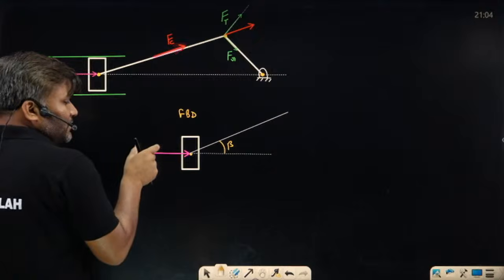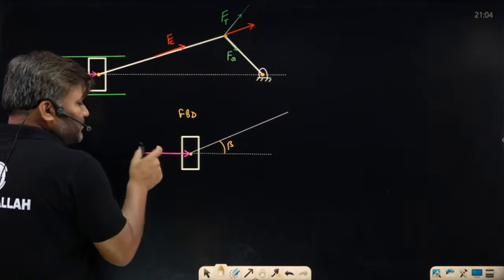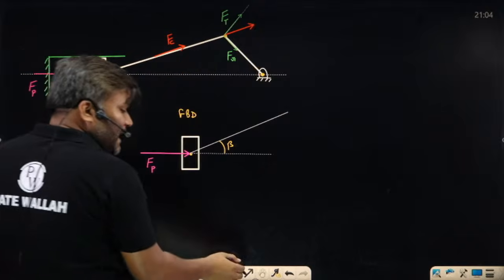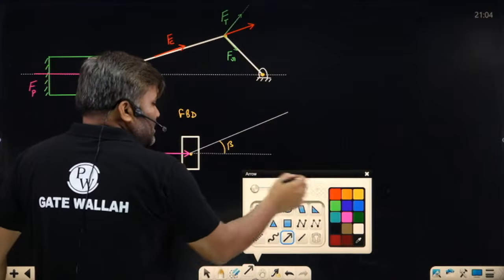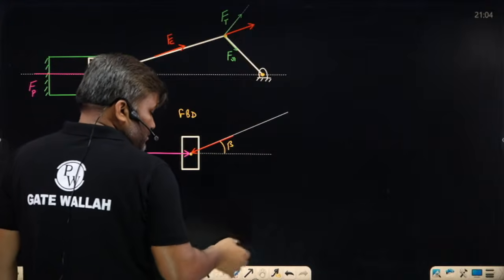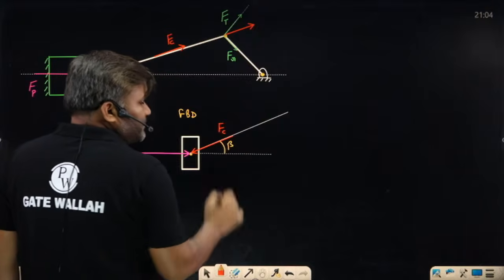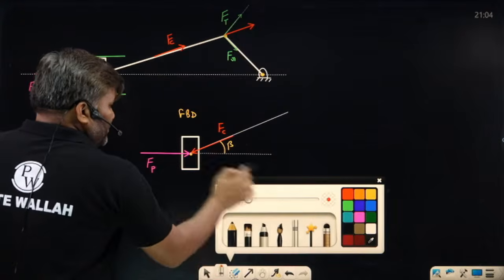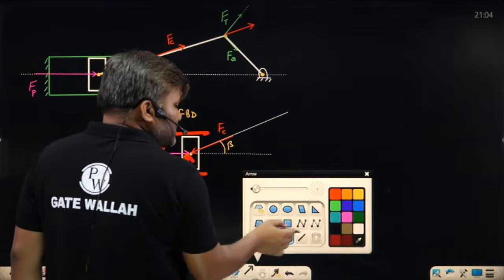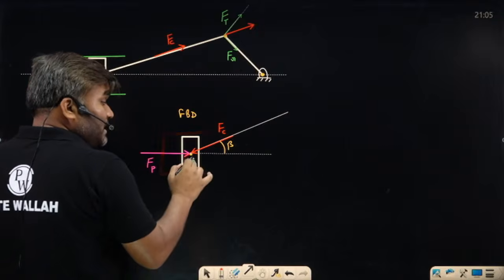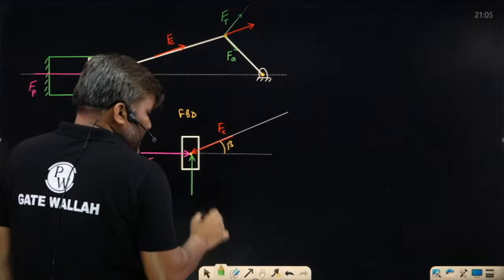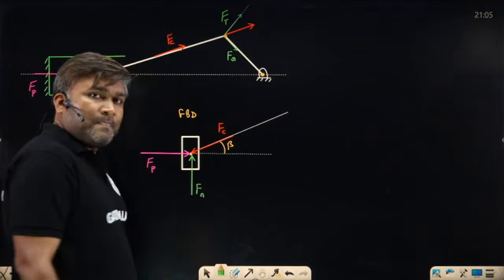This is the FP acting on the piston. Piston has applied some force FC on the connecting rod. Every action has an equal and opposite reaction, so in the opposite direction we are going to have a force like this. This is your FC. In the direction perpendicular to the cylinder wall we are going to have some normal reaction. Contact force is always perpendicular to the surface. This is called Fn. Keep that in mind.